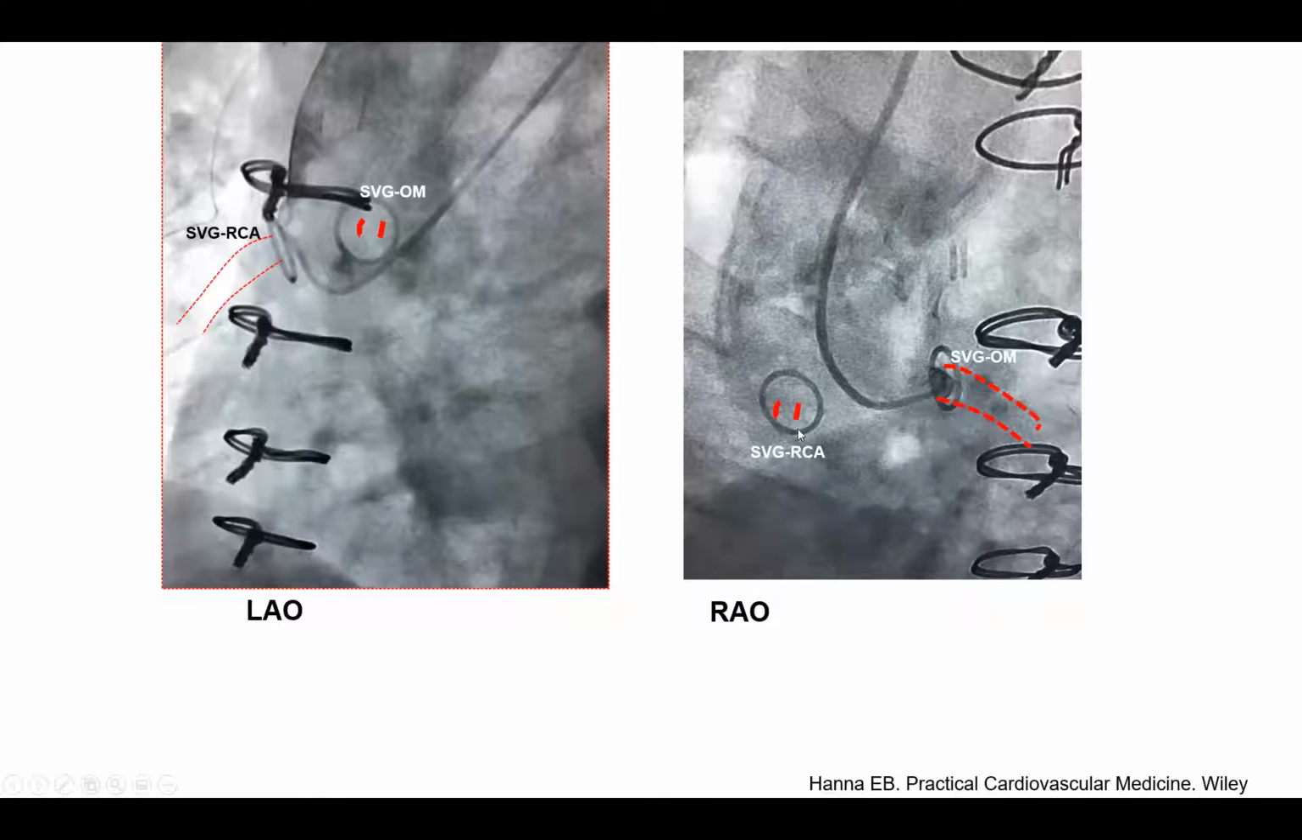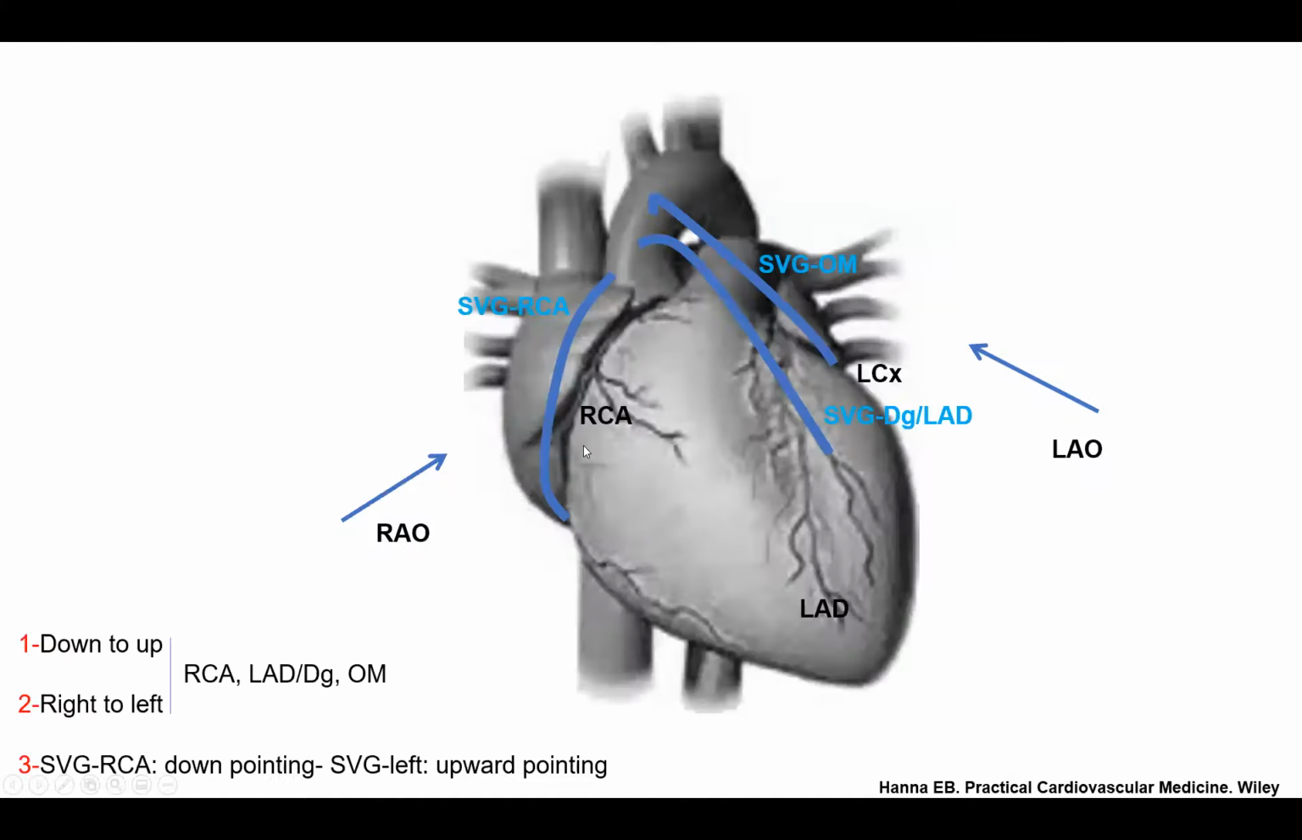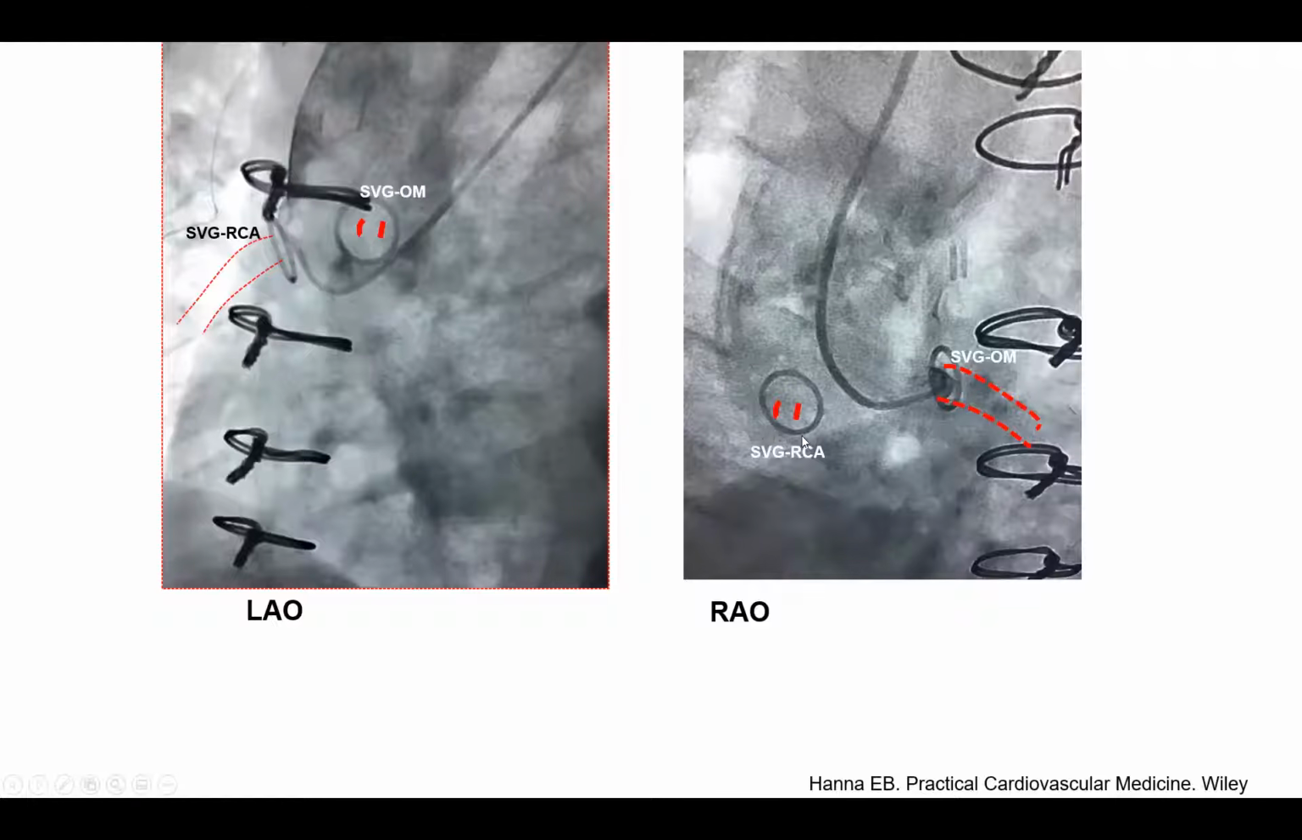Conversely, in RAO view, the graft to the RCA is looking at you, whereas for the graft to the OM, the ostium is well laid out and you can engage it, okay?